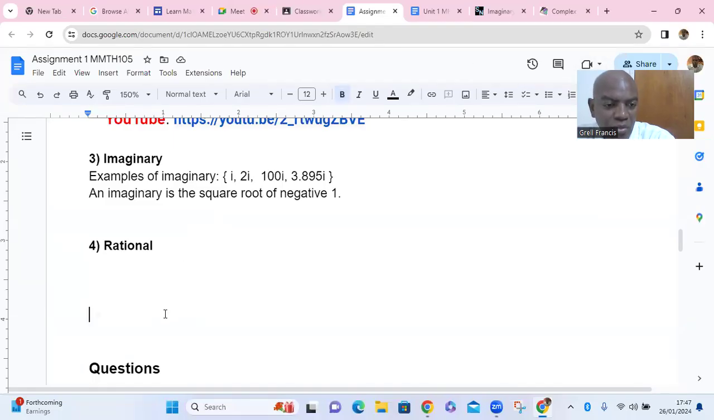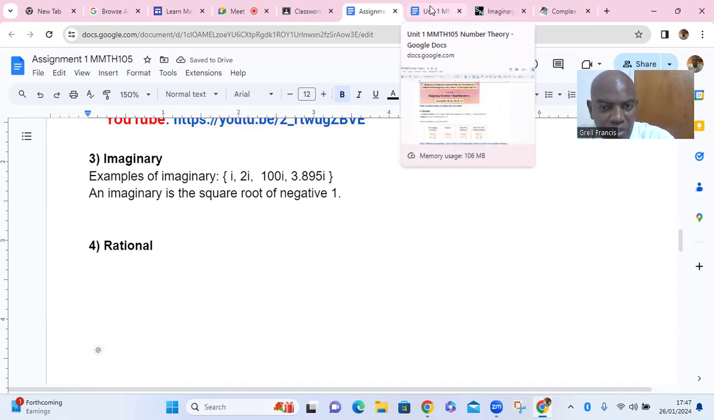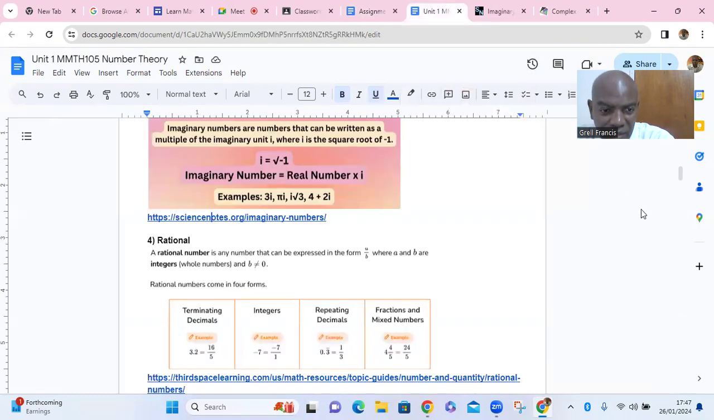Here we are going to talk about a rational number. What is a rational number? Let's go to unit 1 and see what is there with regards to rational numbers. And from there, we can venture probably more into the internet for more information if need be.